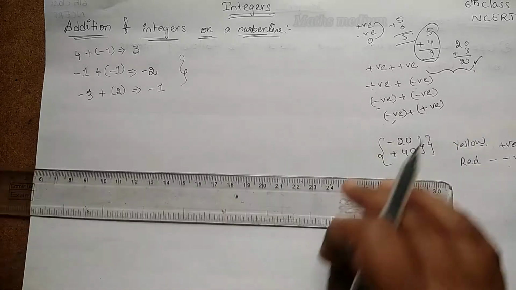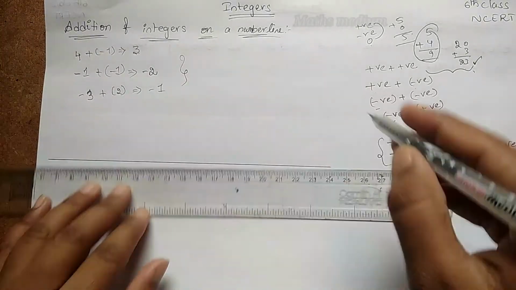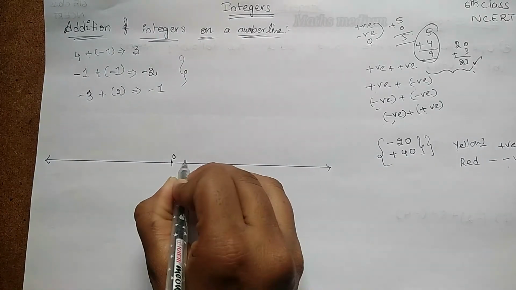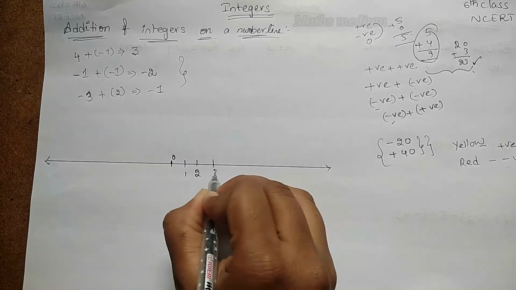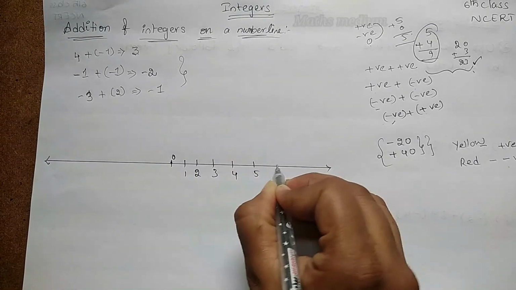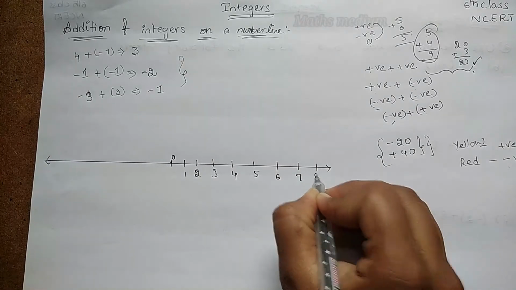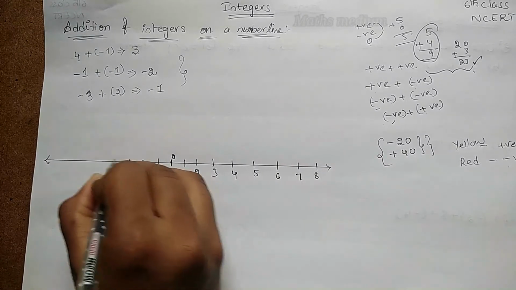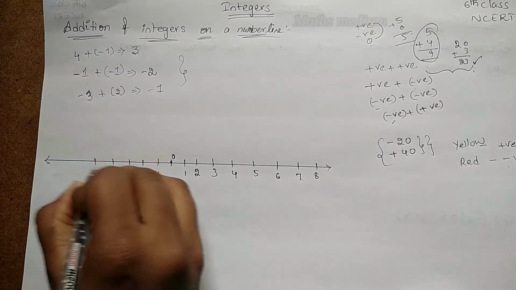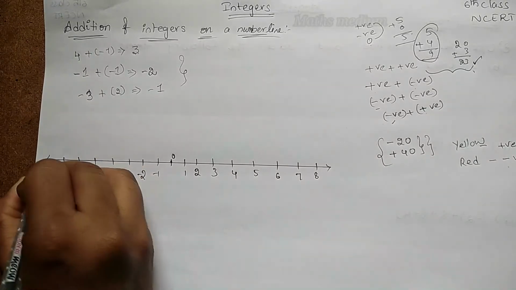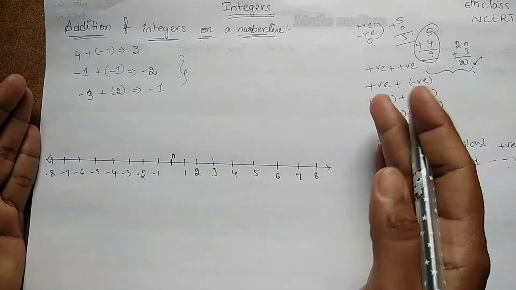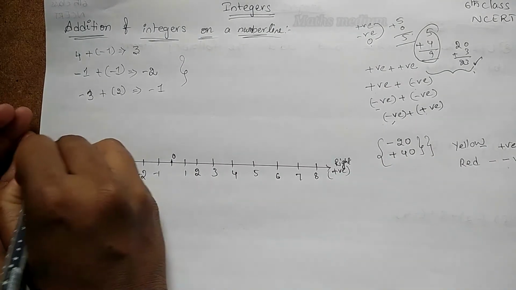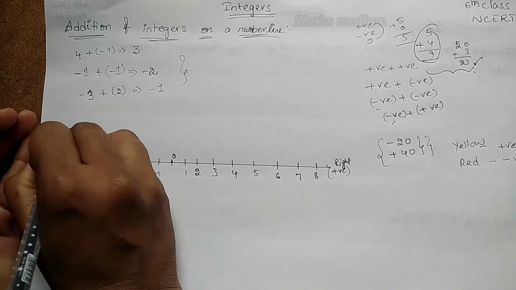Take a number line. This is a number line. Now this is 0, 1, 2, 3, 4, 5, 6, 7, 8. This is minus 1, minus 2, minus 3, minus 4, minus 5, minus 6, minus 7, and minus 8. So this is the number line, with positive on the right side and negative on the left side, right?